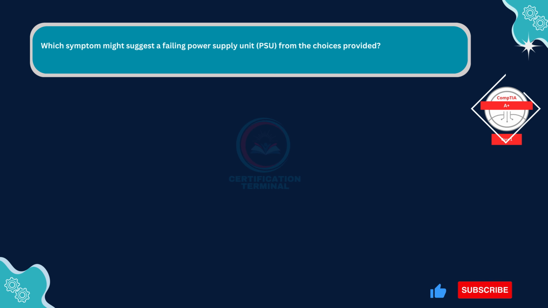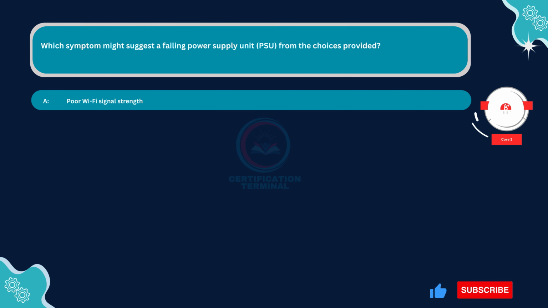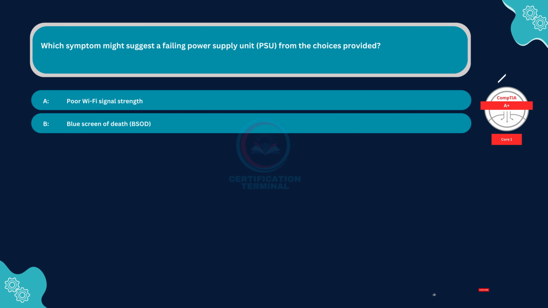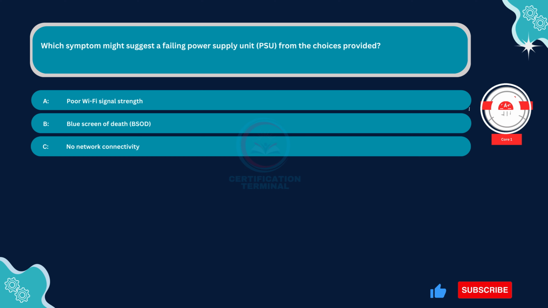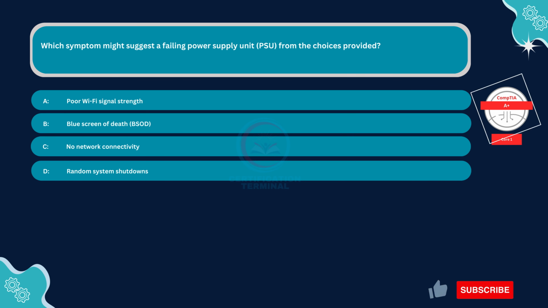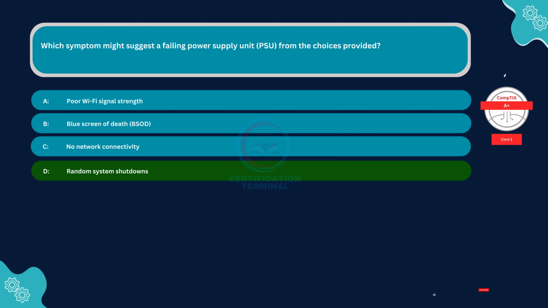Next question. Which symptom might suggest a failing power supply unit from the choices provided? Option A, poor Wi-Fi signal strength. Option B, blue screen of death. Option C, no network connectivity. Option D, random system shutdowns. The correct answer is option D, random system shutdowns.